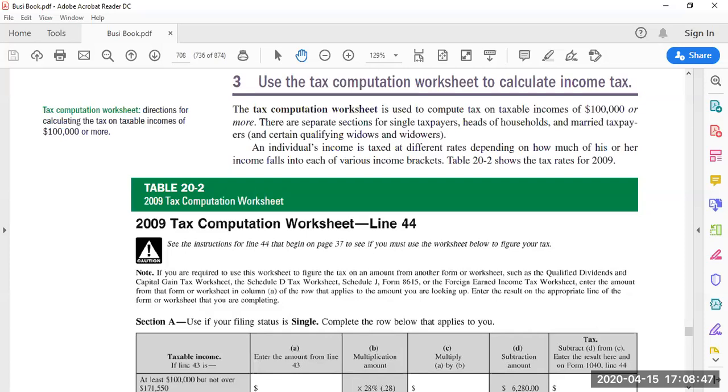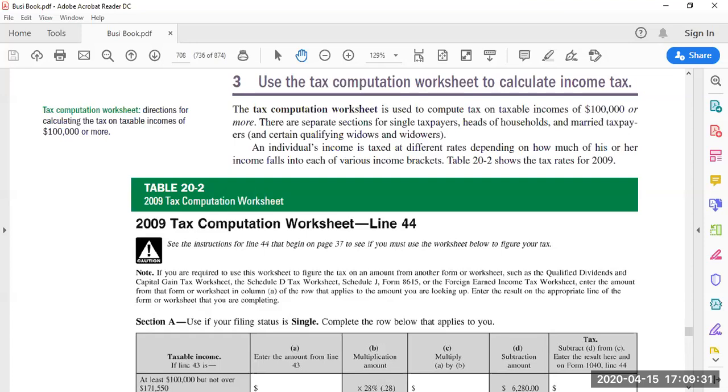Okay, the last part of this discussion is how do we use the tax computation worksheet to calculate income tax? What is the tax computation worksheet? Well, the tax computation worksheet is a worksheet the IRS provides in their booklet of information for individuals who have earned more money than what's on those tables. That means if your taxable income is in excess of $100,000, then you must use the tax computation worksheet to calculate your income tax, because there's no row or column that you can use from the tax tables.